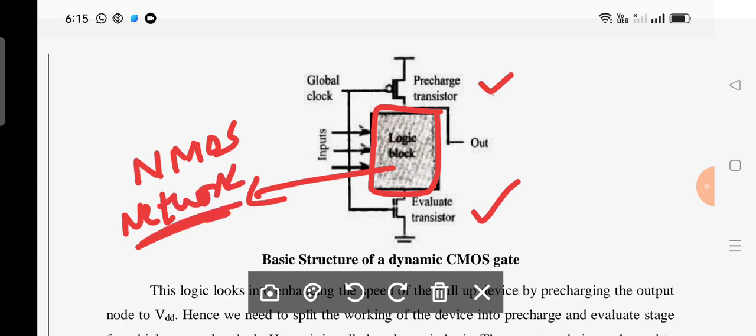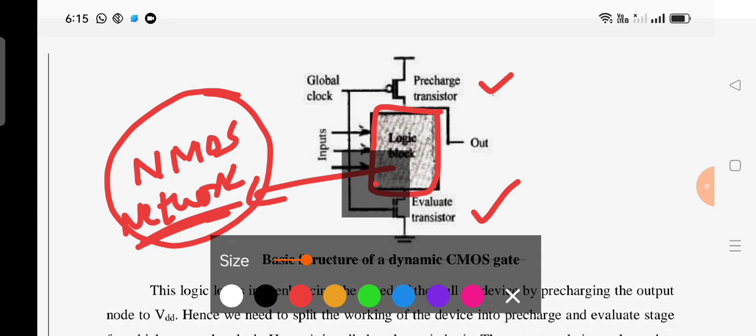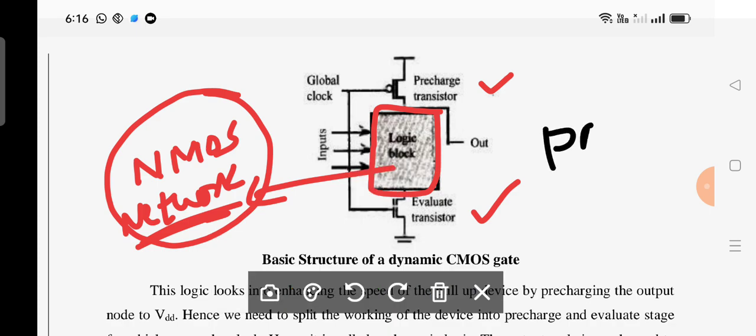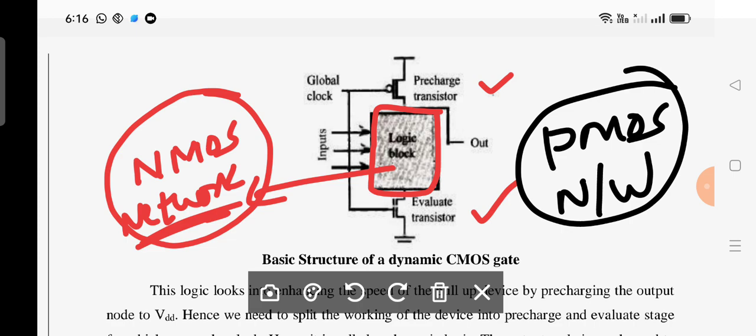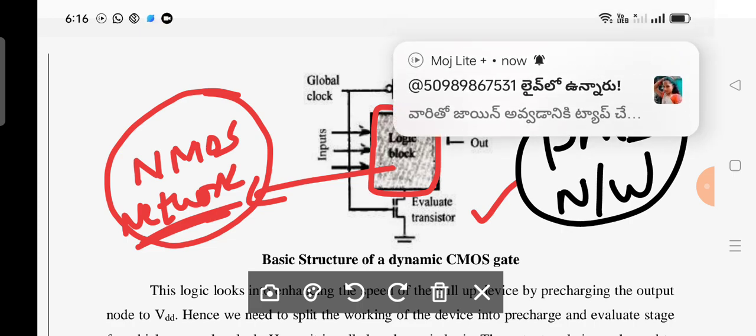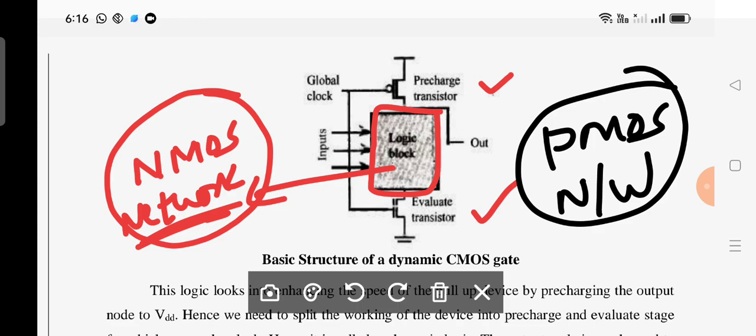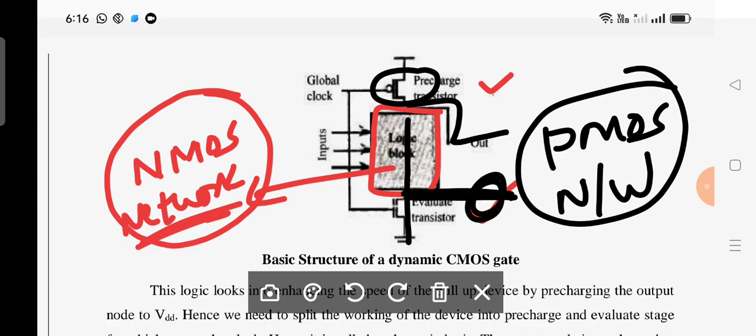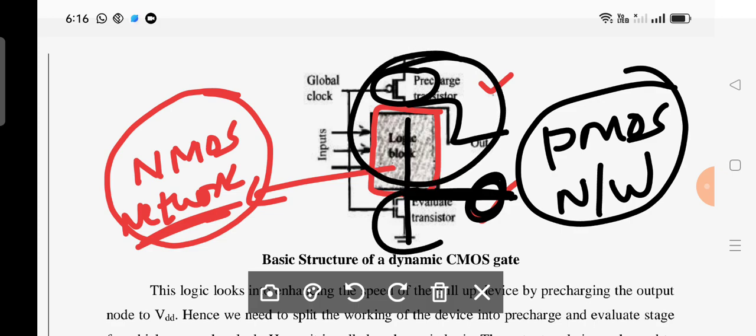Is it clear? Now here is a very important point: is it mandatory to use only an NMOS network? Is it possible to use another network, which is a PMOS network? Yes, absolutely, it is possible to use a PMOS network also, but don't forget a very important point. If you are using an NMOS network, the output should be taken between PMOS and NMOS. That means here you have to take the output. When you are using a PMOS network, then the output should be taken here. Is it clear? That means this section becomes PMOS and this section becomes NMOS.